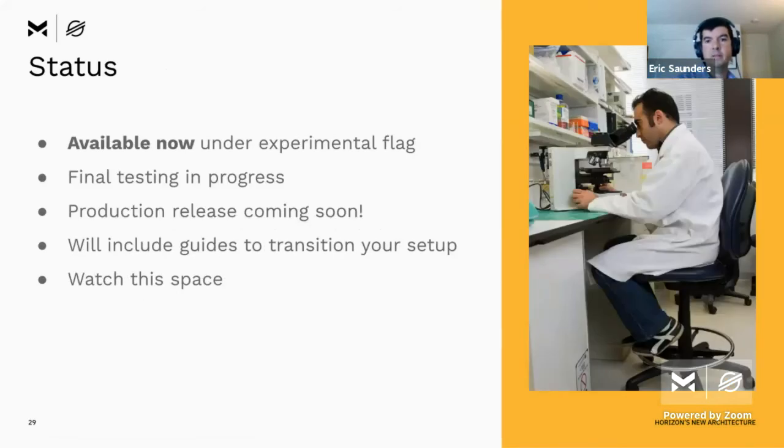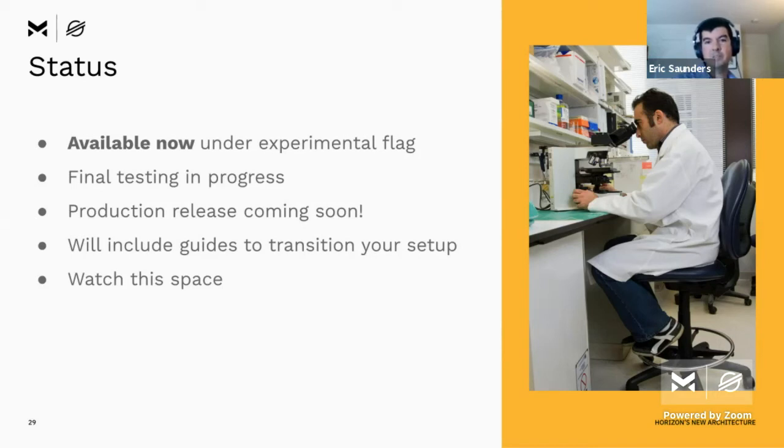Okay, so where are we at? The status is, this is available now. There is an experimental flag in Horizon that you can use to start this up and run it and play with it. We do not recommend you run it in production right now because, as you can see, Bartek and the rest of the Horizon team are busy in final testing.